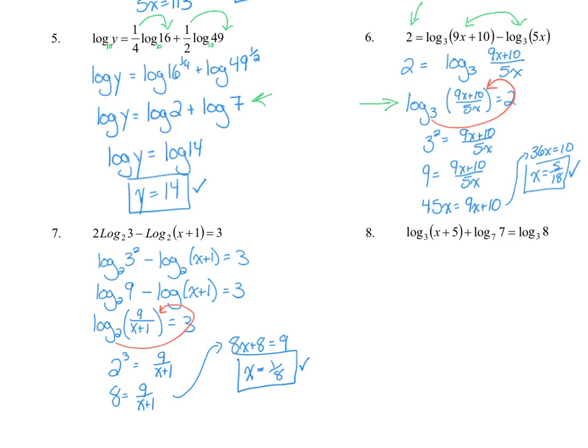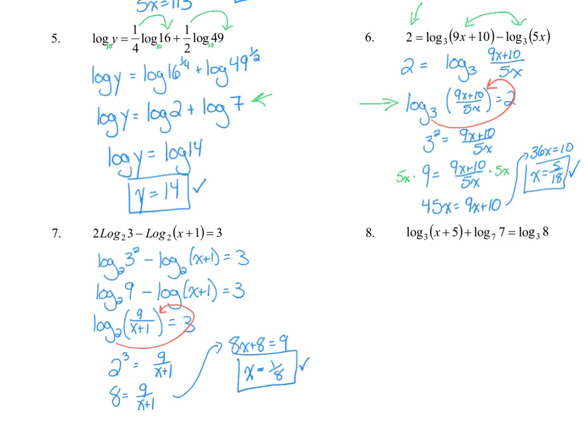Whenever you have a log equaling a number, we want to change it into exponential form. So that's 3 squared is equal to 9x plus 10 over 5x. And 3 squared is 9. We're going to multiply both sides by 5x. So we get 45x is equal to 9x plus 10, and when you isolate your x and solve, you're going to get 5 over 18. And again, just double check, make sure it doesn't make any of the arguments negative, which it doesn't.